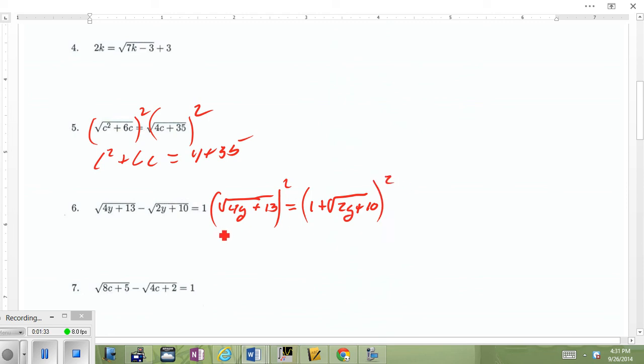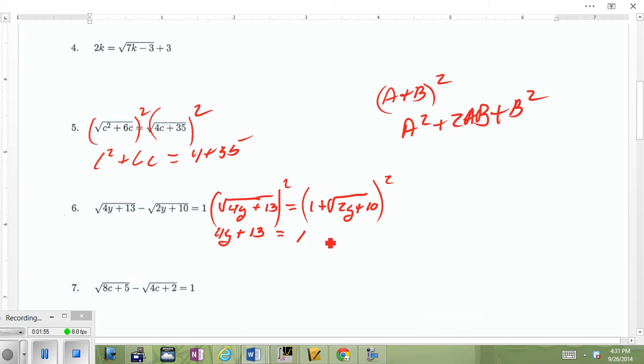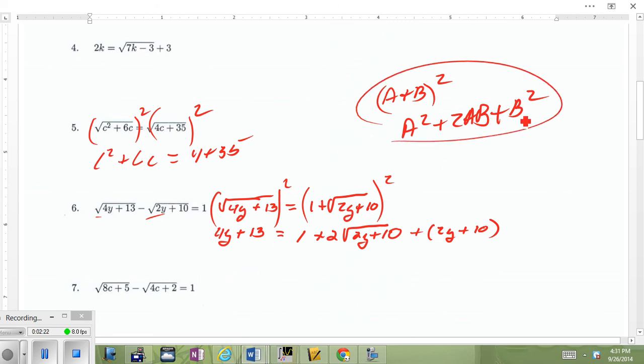Squaring both sides on this end will give me 4y plus 13. That's nice. Squaring both sides over here is a binomial, a binomial of the form a plus b quantity squared, which you need to adhere to: a squared plus 2ab plus b squared. Otherwise you're committing an atrocity. That being said, this one squared is 1 plus 2 times that radical, so I'm not rid of that radical, plus that expression with the radical squared, which is just going to give me the 2y plus 10. So as you can see, with these two radicals, I wanted to isolate one per side, square both sides, squaring while adhering to the rules of algebra, and not your own rules.